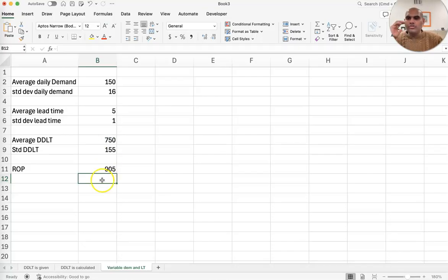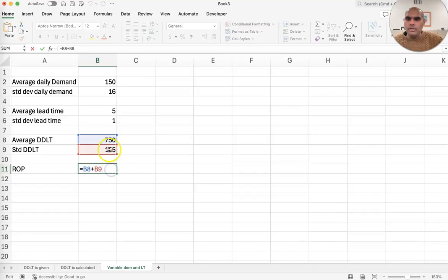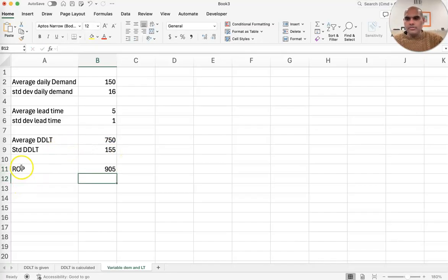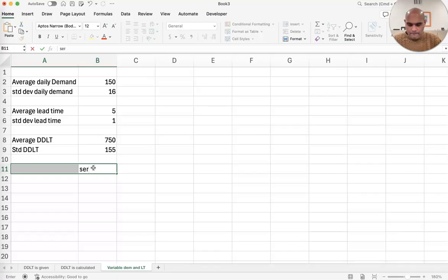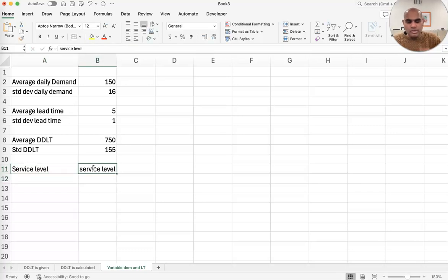Oh, I'm so sorry. This is completely wrong. We didn't calculate the... I'm so sorry. So reorder point is wrong. So before we do that, we need the service level. See, don't make this mistake. Damn it. Service level. So service level, let's say, is 95%.